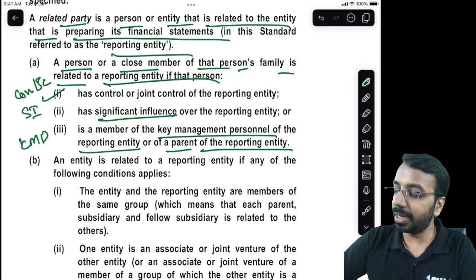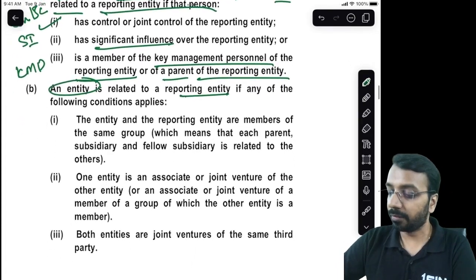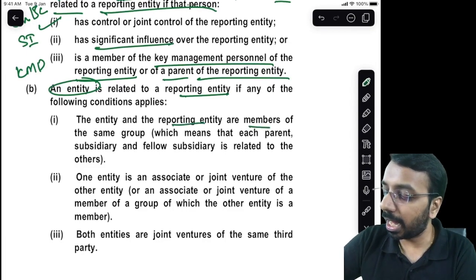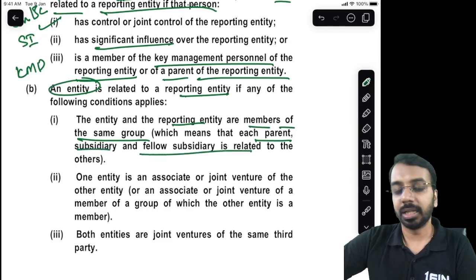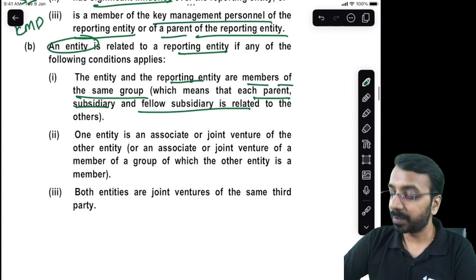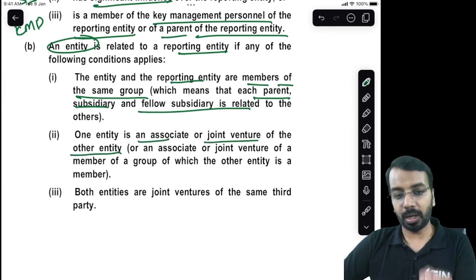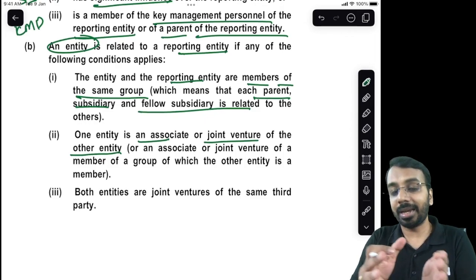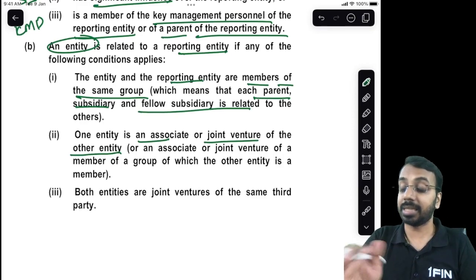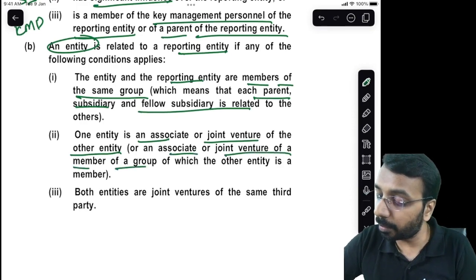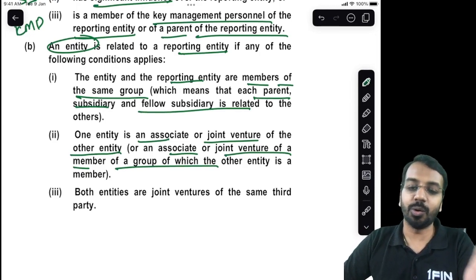Then an entity is related to a reporting entity. Here we talked about person, here we are talking about entity. First, the entity and the reporting entity are members of the same group, means they are parent, subsidiary and fellow subsidiary. All of these put together, they are related parties. Then one entity is an associate or JV of the other entity. So all associates and JVs are related parties, and an associate and JV of a member of the group is also a related party. So if your family also has a JV or an associate, you are related parties.